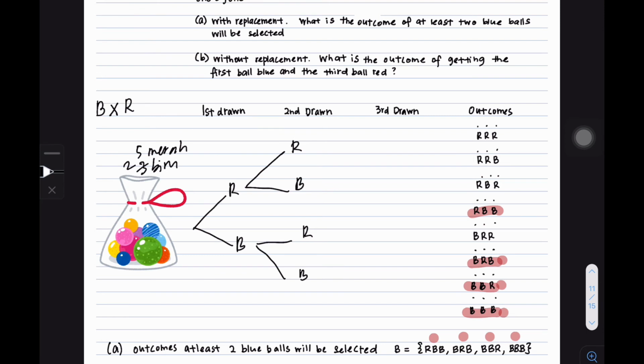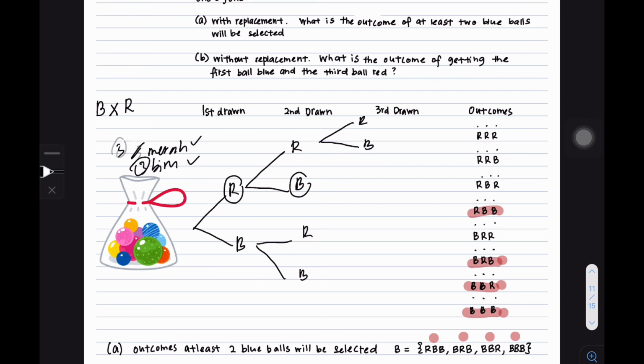Alright? Okay, now, kita ambil kali ketiga. So, katakanlah kali pertama kita dapat red. Kali kedua kita dapat red. So, dah tolak 2 red. Tinggal 3 red je dekat dalam bag. So, kali ketiga kita nak ambil. Apa possible outcome kita? Masih lagi merah atau biru. Sebab masih lagi ada 3 merah, 3 biru.